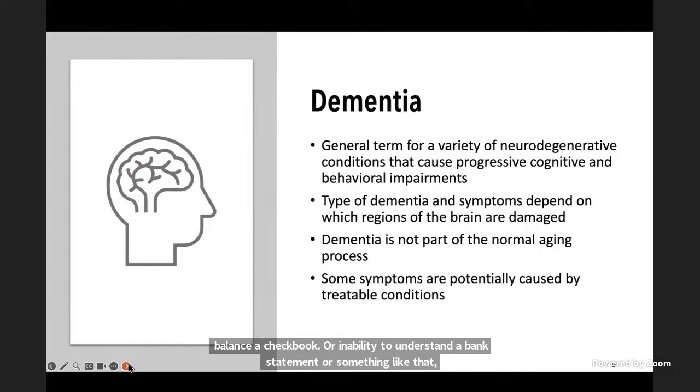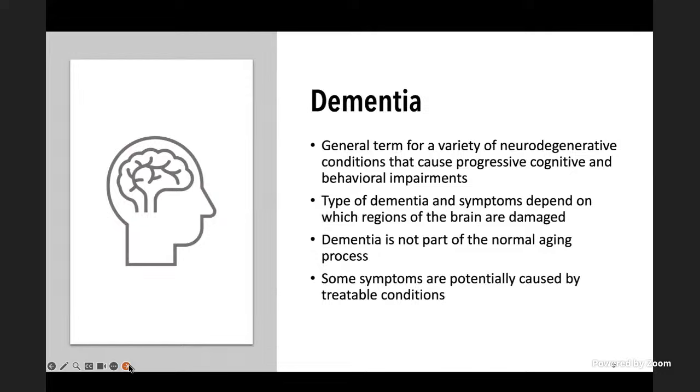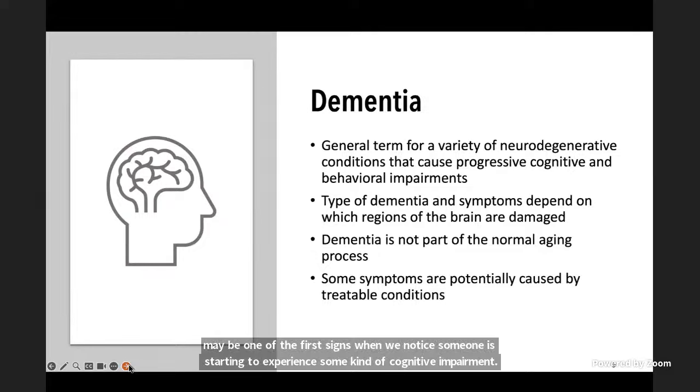Oh, I've got a question in the chat that says, what is ADL and IADL? An ADL is an activity of daily living, and an IADL is an instrumental activity of daily living. The difference is that an ADL is essential to our being able to live independently and at a high level of function, and an IADL helps support those activities of daily living.